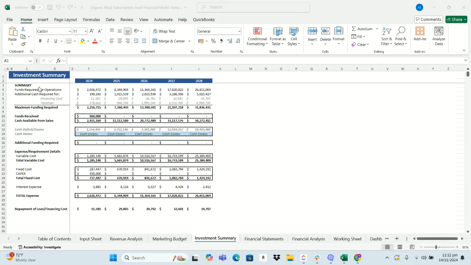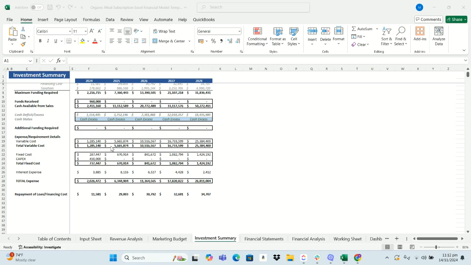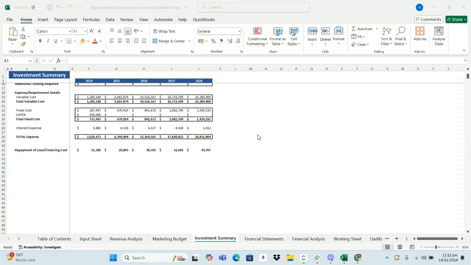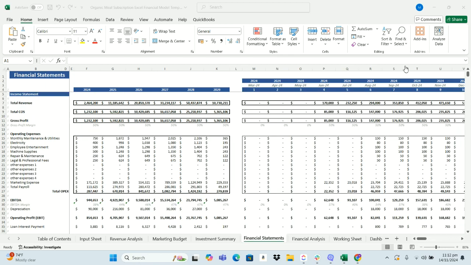Next up, we have investment summary, in which we can calculate the maximum funding that is required. Then we have funds that are received. Then we have additional funding required, if any. Then we have calculated our variable cost, fixed cost, and the total expense of the business and the repayment of loan, which is a financing cost.